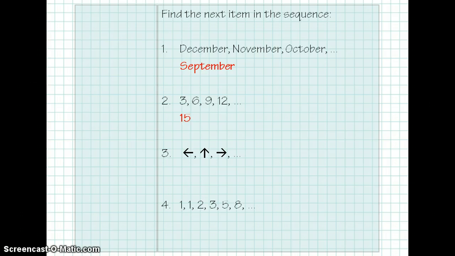Arrows pointing to the left, pointing up, pointing to the right. Next would be pointing down. Now this one's a little bit different. It might take you a little bit longer to figure this one out. Here are the numbers 1, 1, 2, 3, 5, and 8. See if you can figure out what the next number in the sequence would be. Well, it's going to be 13.